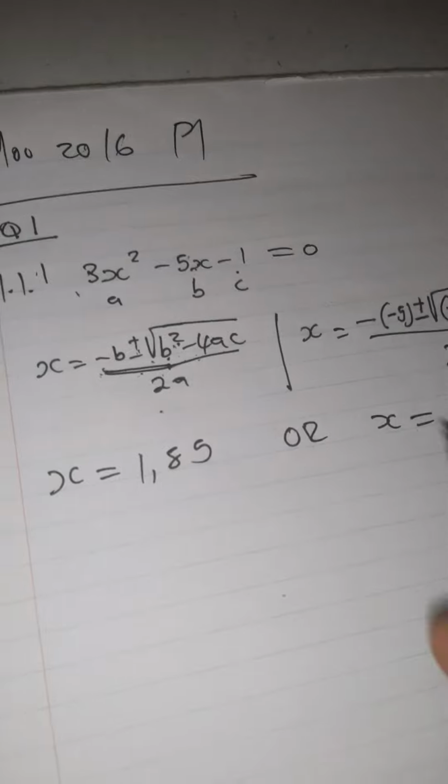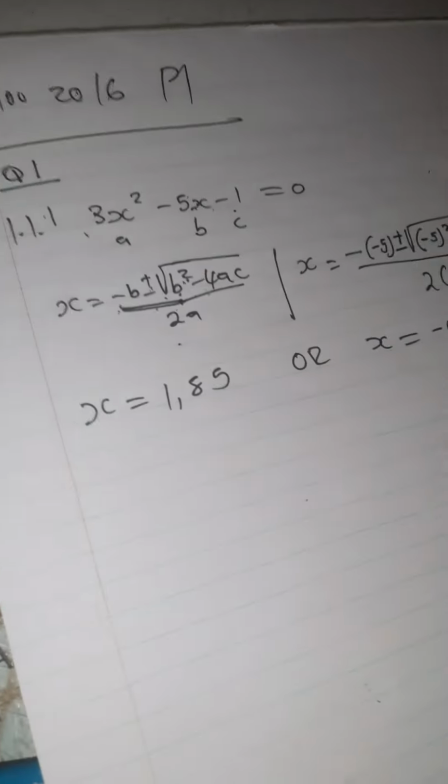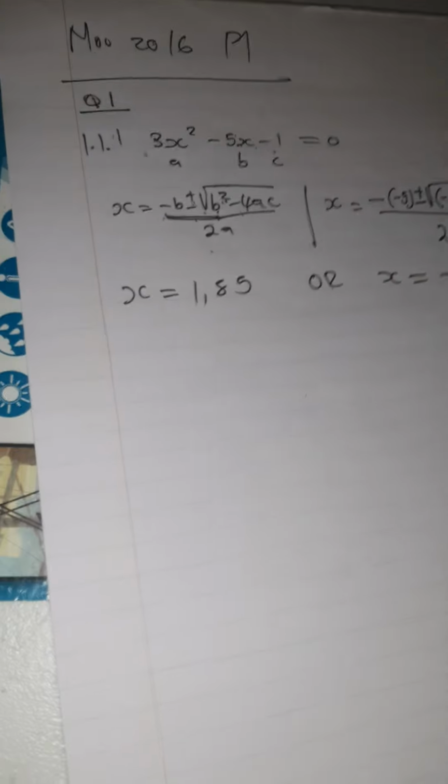In most cases, you will be given maybe a 1 after the equal sign, and then you have to take it to the other side. So that's how it is. Then we get our 3 marks.